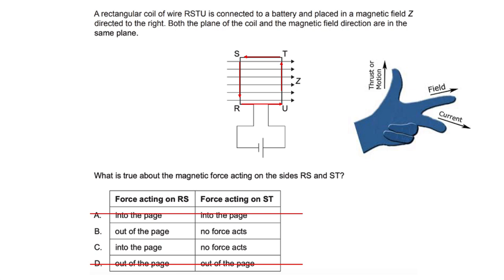So on both RU and ST we have a force equal to zero. No force contributing because they are essentially in the same direction. We need to still rule out B and C. Well, let's think about this then.